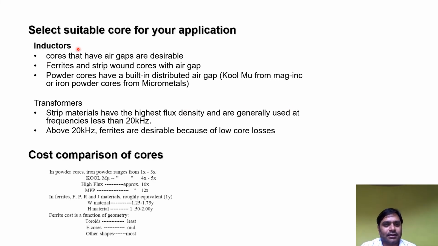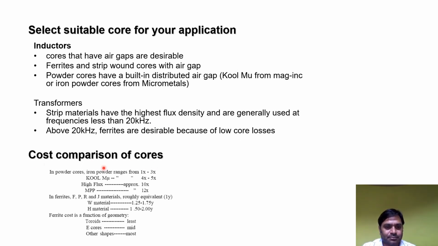Next is to select the suitable core for your application. For an inductor, what are the important parameters we need to keep in mind? Cores that have air gaps are desirable: ferrite and strip-wound cores with an air gap, and powder cores that have a built-in distributed air gap, like Kool Mu or MEGA FLUX, or iron powder cores from Micrometals. For transformers, we consider strip material for core selection, which has the highest flux density and is generally used at frequencies less than 20 kHz. Above 20 kHz, ferrites or powder iron cores are desirable because of low core losses.